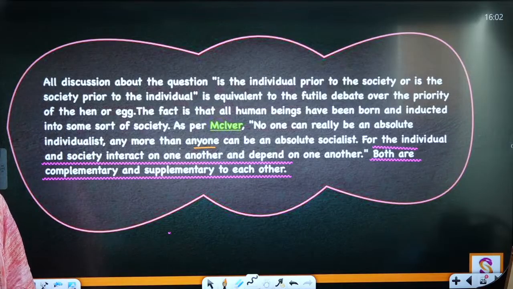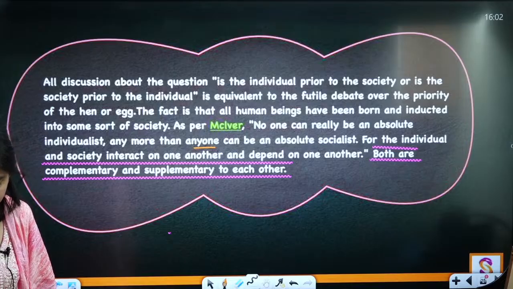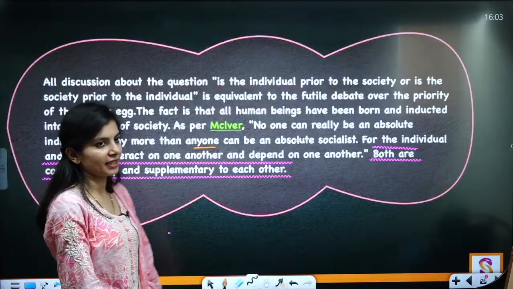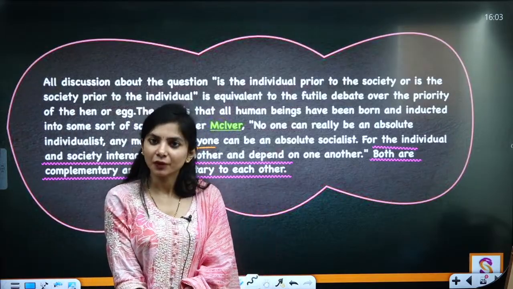Okay, so I hope now you can get the view out of it. You can understand that this is the basic concept as specified as a part of the society. And this is something that you can write in your answer in terms of conclusion.